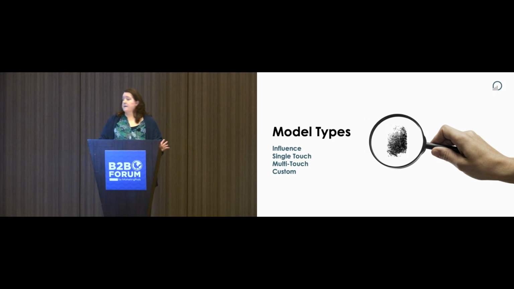So we're going to start by defining the model types. And there's 4 different categories that I'm going to present: influence models, single-touch models, multi-touch models, and custom models. And there are actually hundreds of different permutations of these types, but this is a good way for us to get started.